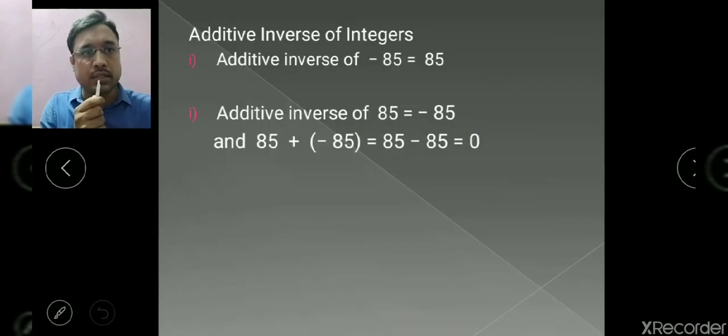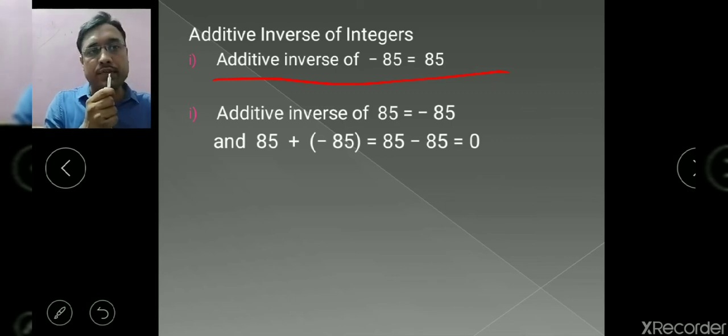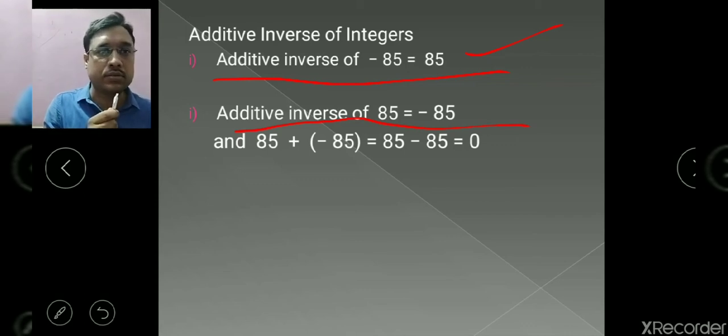Okay, students, next I have to discuss additive inverse of integers. See here and try to understand. Additive inverse of minus 85 is plus 85, that we can write. You only have to change the sign associated with that integer, students. If it is minus 85, write it plus 85. Okay. Next we have to see that additive inverse of plus 85 is equal to minus 85.